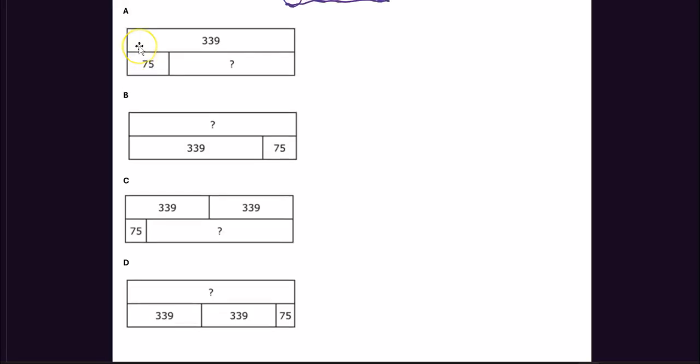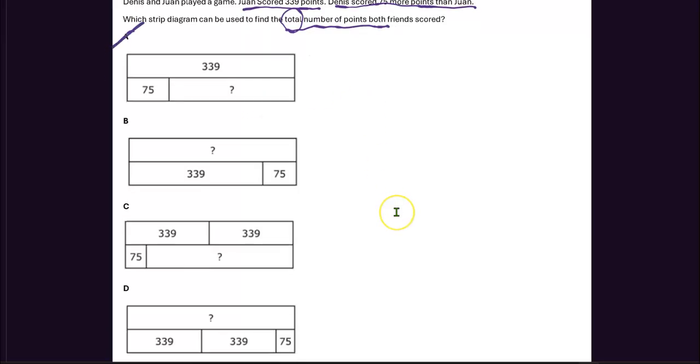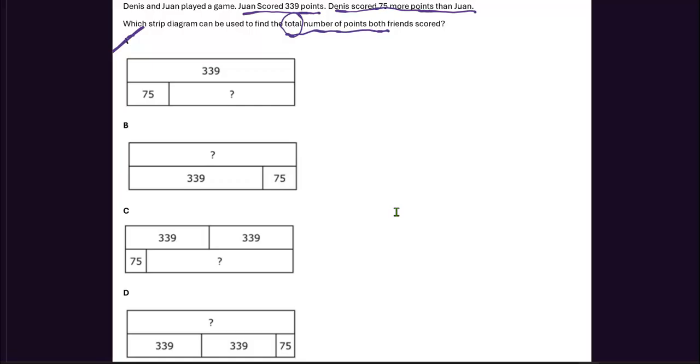A, 339 is in the total. You have 75 and question mark in the part. We know the total needs to be blank because we don't know what the total is. Okay, so that one would be out. Okay, B, question mark in the total. Leave that one alone, maybe.